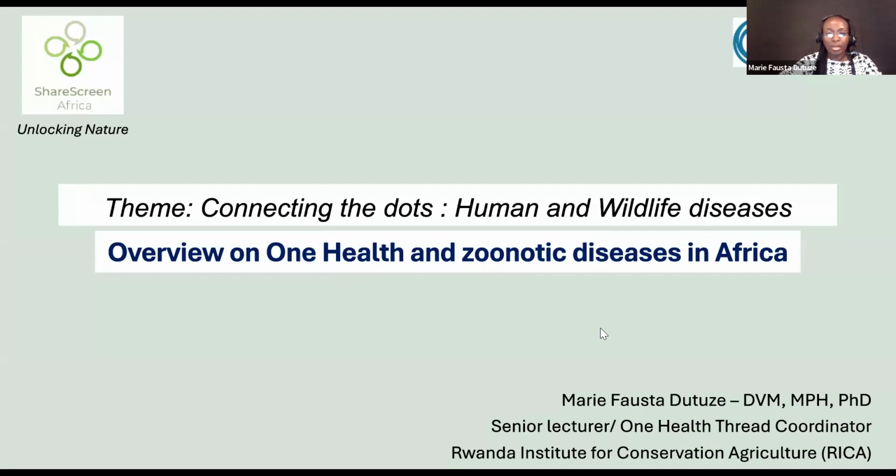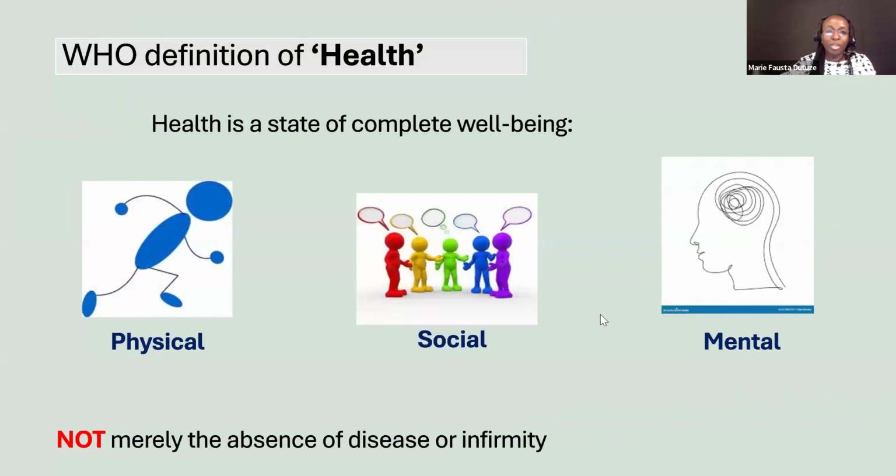Before we go into the definition of One Health, let's reflect on the definition of health itself by WHO, the World Health Organization. The WHO defines health as a complete state of well-being that includes physical well-being, social well-being, and mental well-being. Sometimes we think we're healthy because we're not sick. I remember when I gave this definition to my students, one of them said, if this is the definition of health, none of us is healthy.